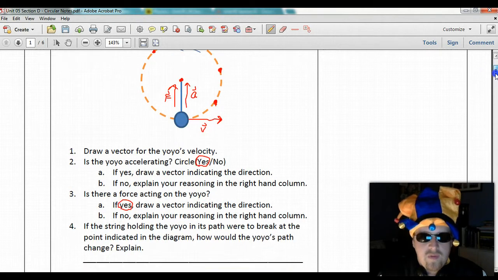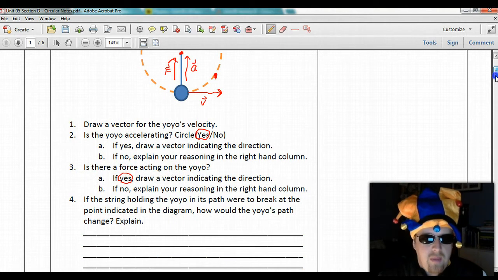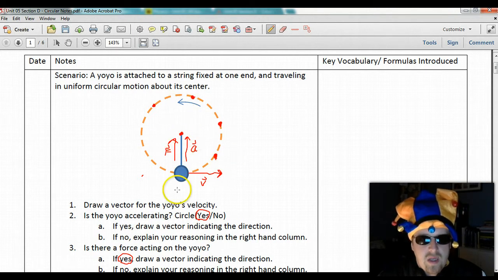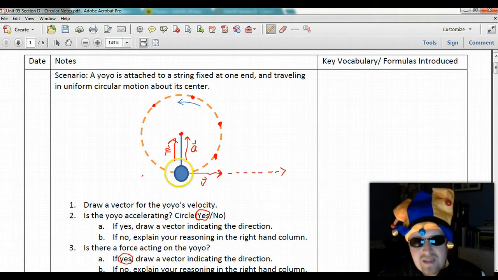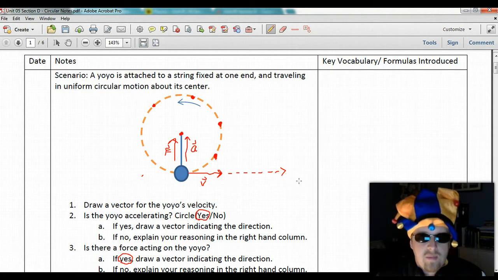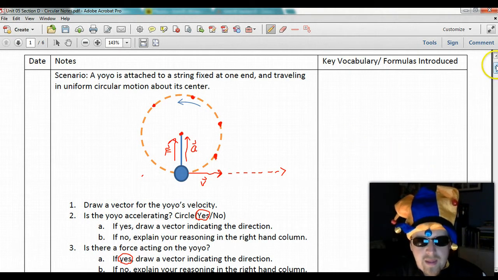Now, if we move down the page, it says if the string holding the yo-yo in its path were to break at the point indicated in the diagram, how would the yo-yo's path change? Currently it's in a circular path, fixed in that path because of the string, which is the radius, holding it there. But if that string were to break, the yo-yo would travel off in a straight line at the point of breakage. If it broke at the exact point in this diagram, it would continue off in this direction until either it came to a stop or something acted against it to slow it down.